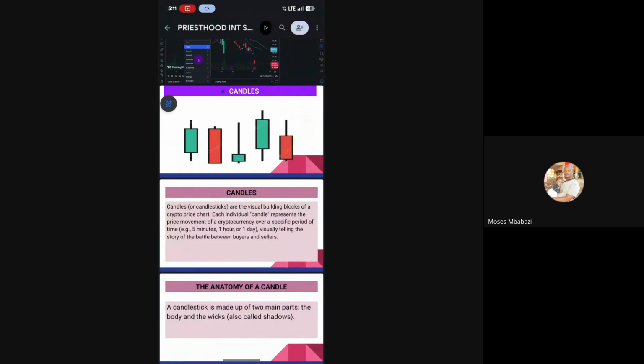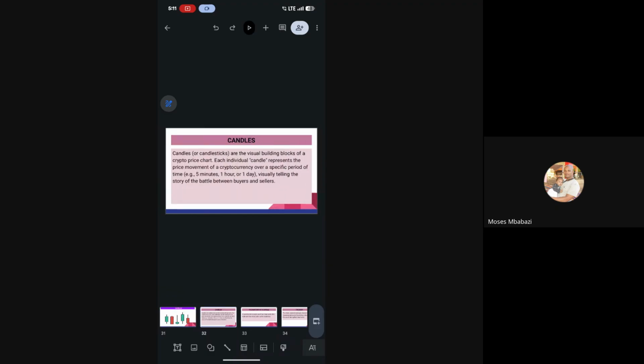All right, so we stopped on candles, and I explained the other time, according to the slide we have just immediately after this, that candles are the visual or visible building blocks of a crypto price. Each individual candle represents the price movement of a cryptocurrency. It simply means if there are no candles that we can see, we will not be able to interpret or analyze the cryptocurrency market. We will not be able to point to one or two things that is happening in the market space.